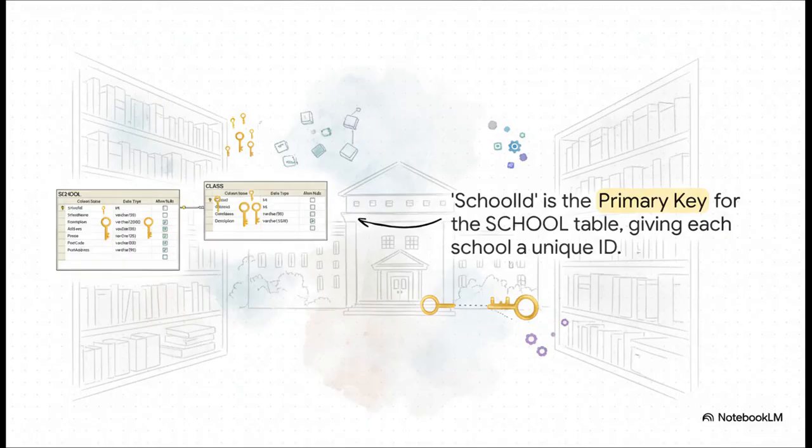Just take a look at this example here, from a school table. See that school ID column? That's the primary key. It makes absolutely sure that every single school in this database gets its own unique number. So sure, we could have two schools with the same name in different cities, but they will never have the same school ID. No mix-ups.